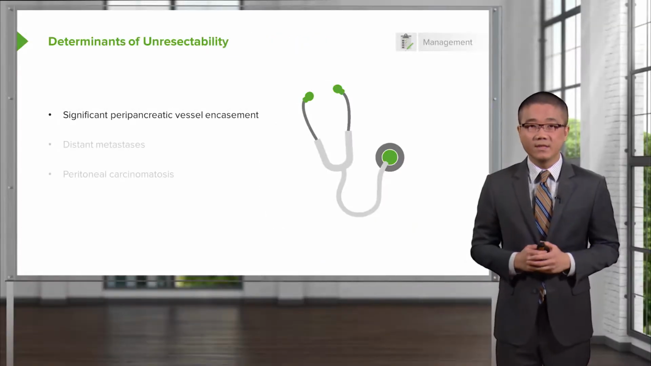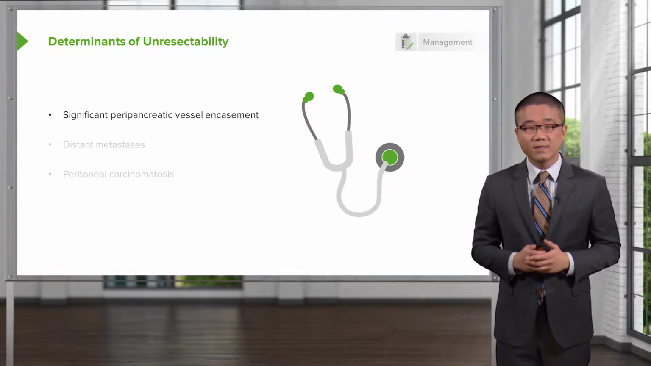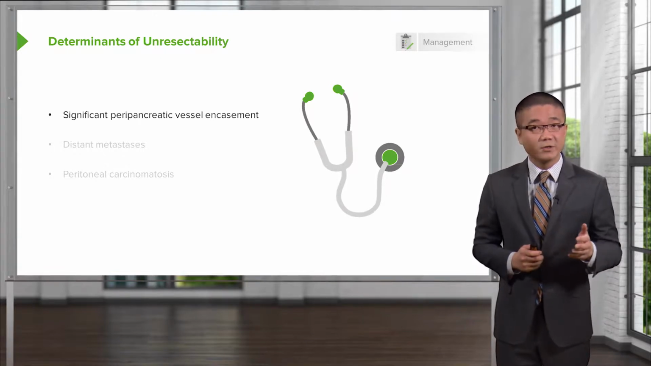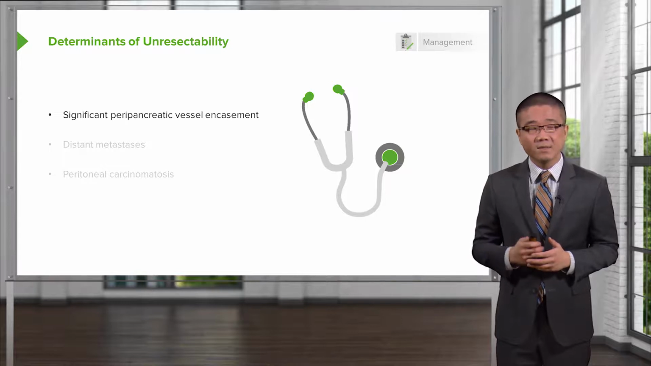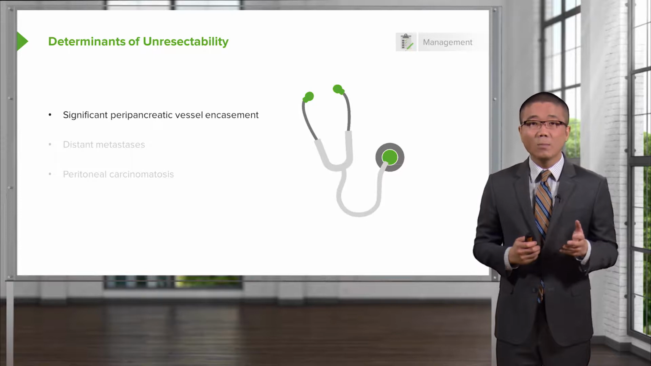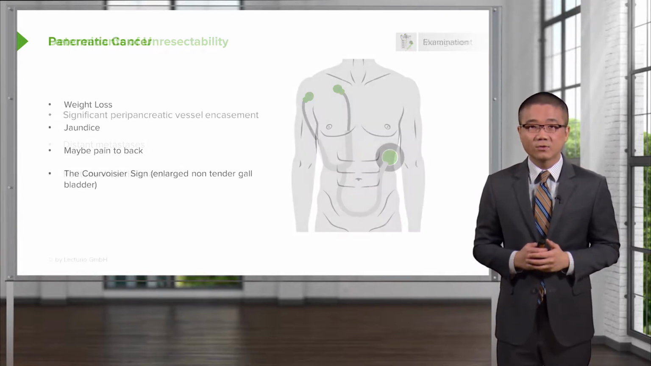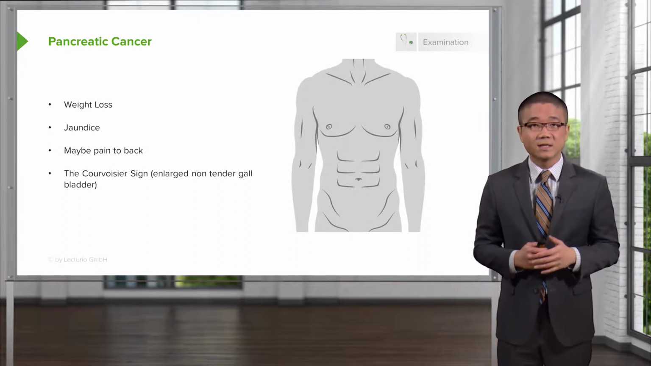Determinants of resectability are very important. Any significant peripancreatic vessel encasement, such as the superior mesenteric vein, may deem the patient unresectable. Clearly, at the time of surgery, all patients undergo a thorough examination of the abdomen, evaluating for potential distant metastasis, such as liver or stomach.